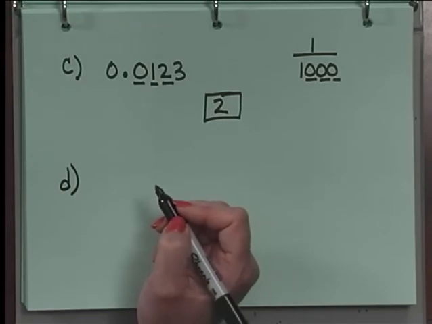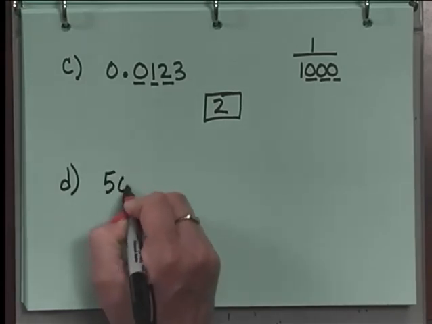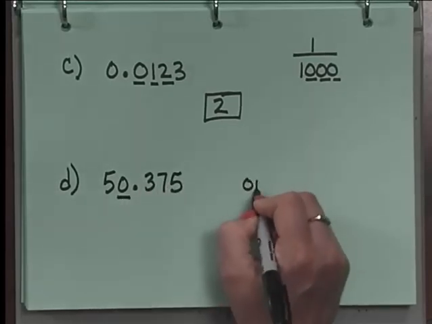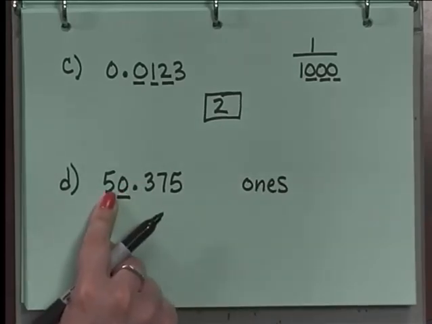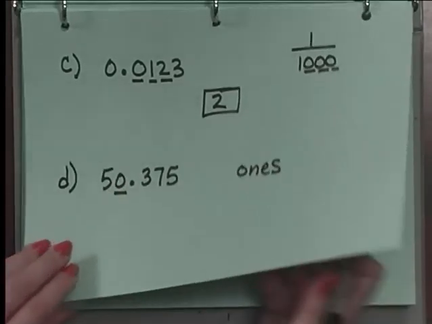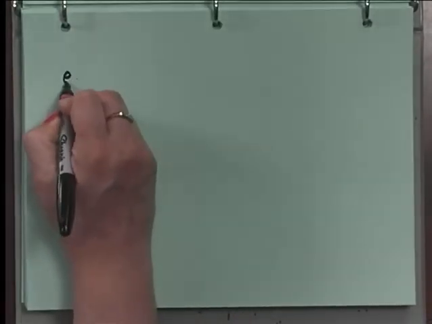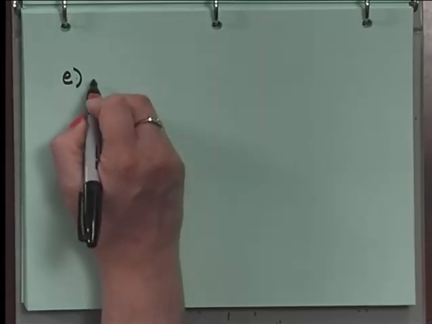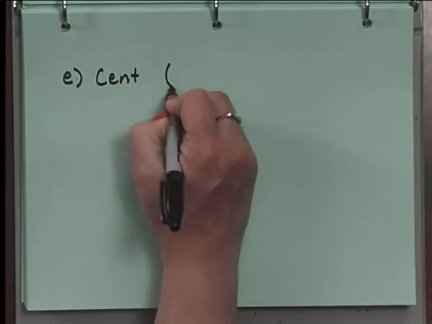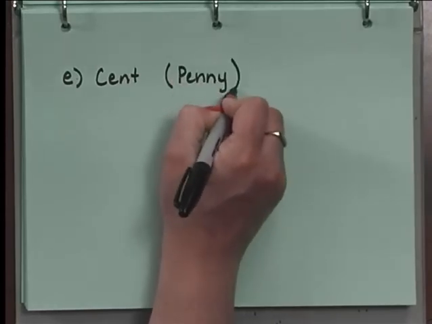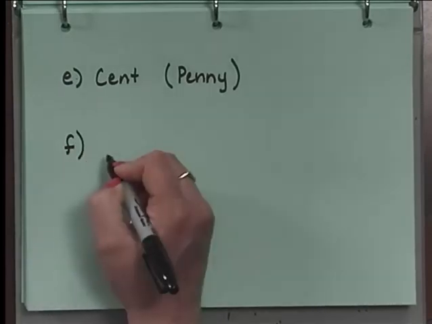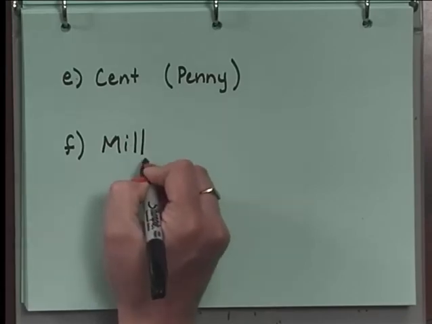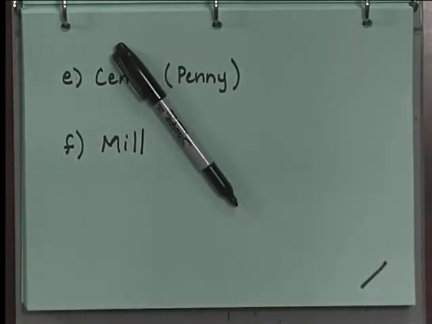Problem D, what is the value of the place held by 0 in 50 and 375 thousandths? Well, the 0 is occupying the 1s place because it's the first space to the left of the decimal point. Problem E, what is the name for 1/100th of a dollar? Well, 1/100th of a dollar is a cent or a penny. Okay. And problem F, what is the name for 1/1,000th of a dollar? Well, we call that a mill.